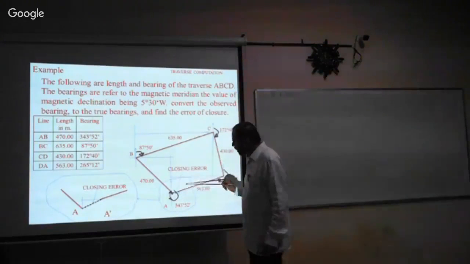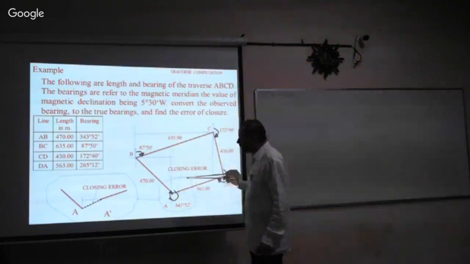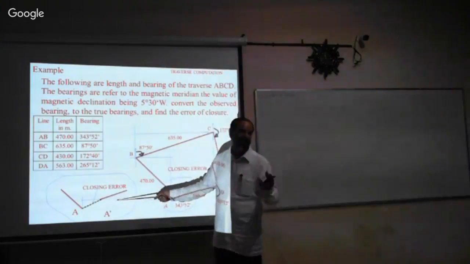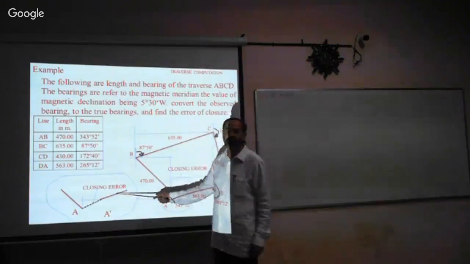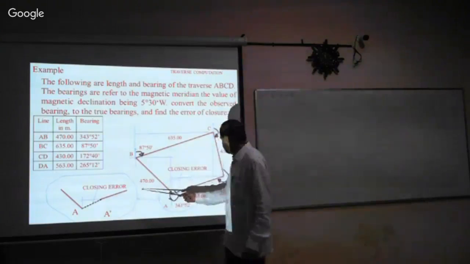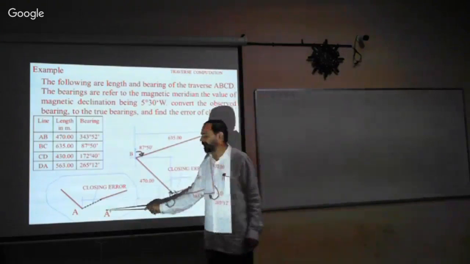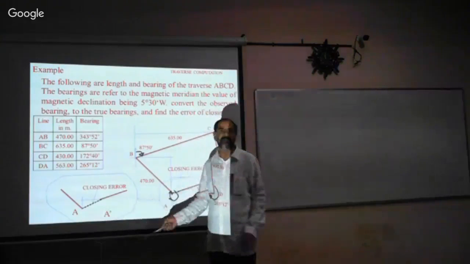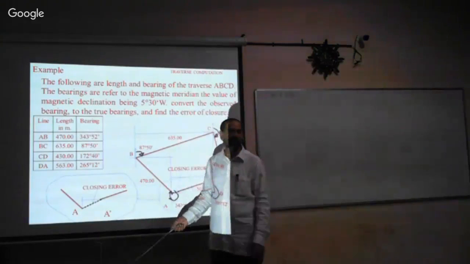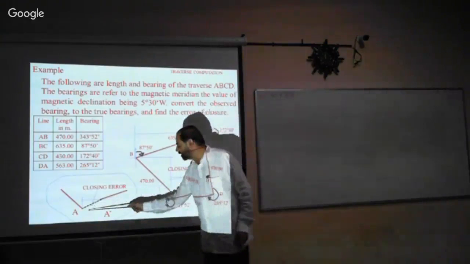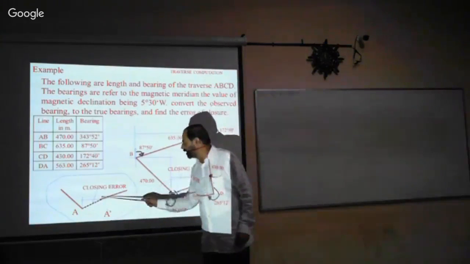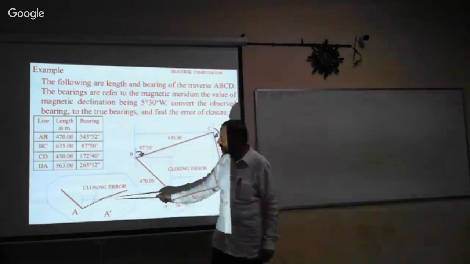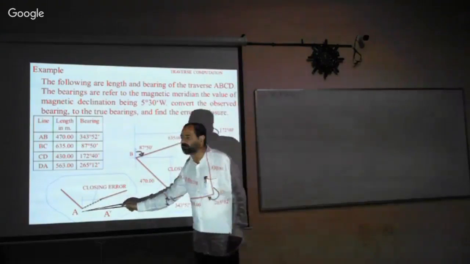See, I have taken this region and enlarged it, so this is drawn to an enlarged scale. DA reaches A dash because it is not meeting A. Suppose it met here, there would be no point in discussing it, and our problem would be solved. But the last point is not meeting A, and therefore A dash A is the closing error.